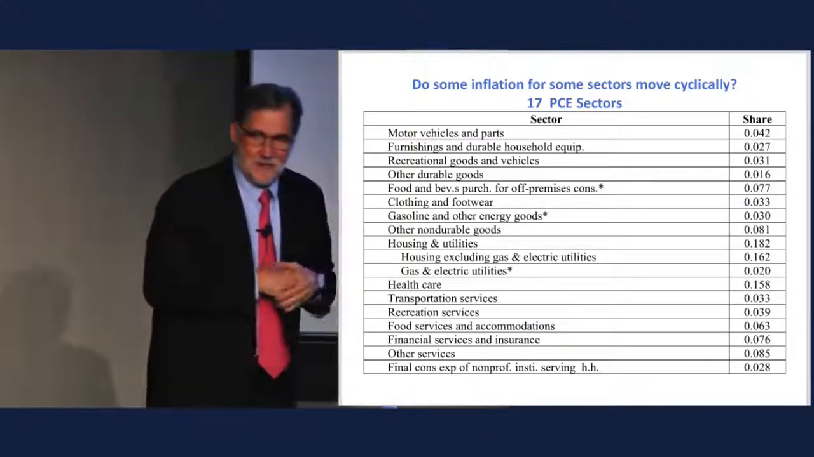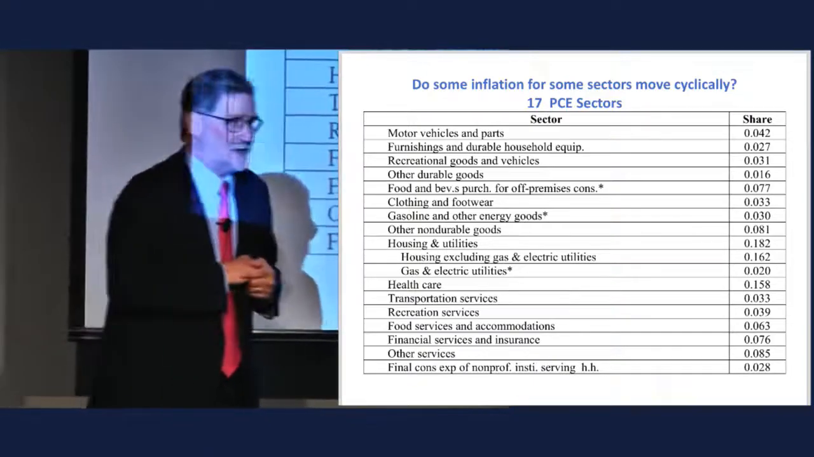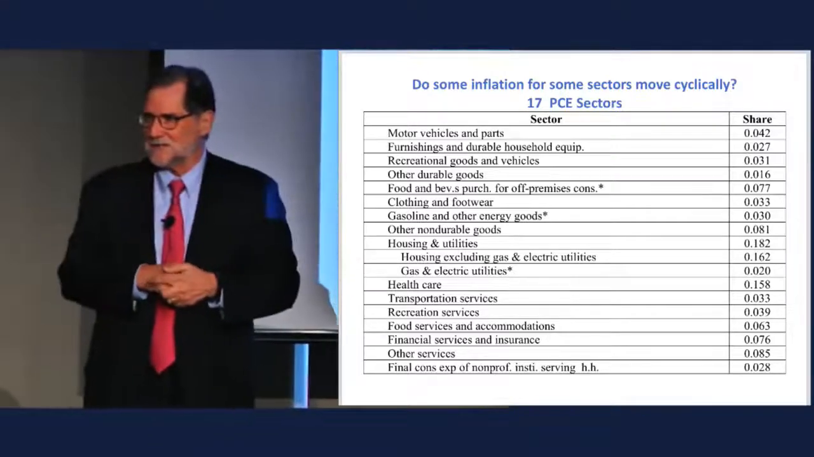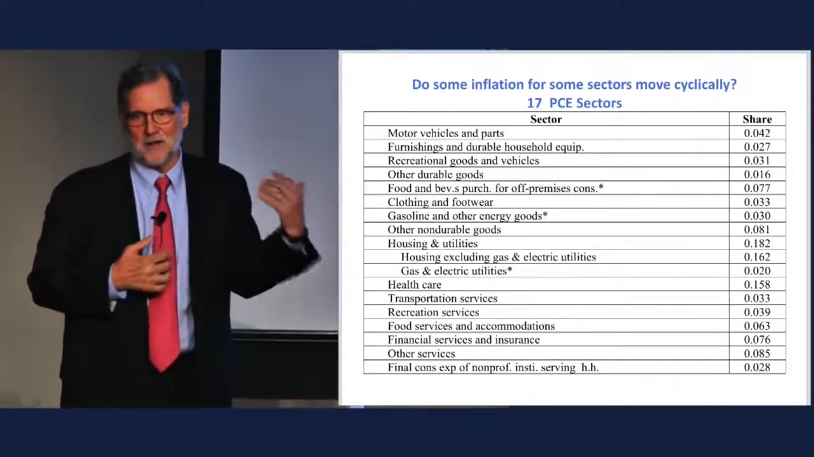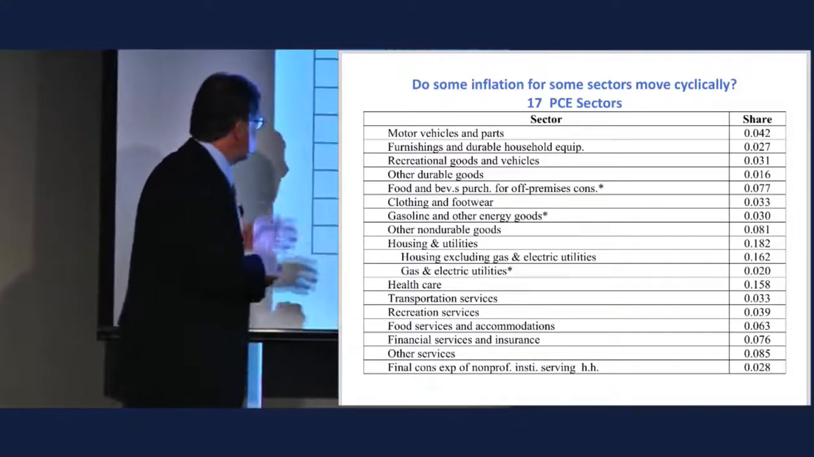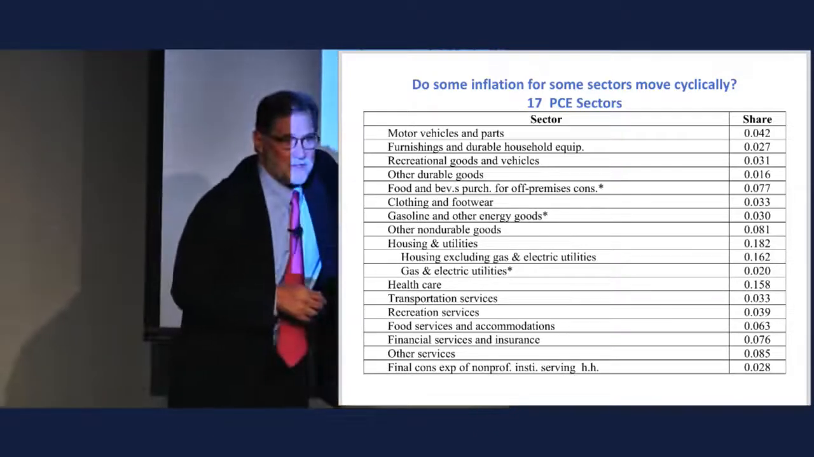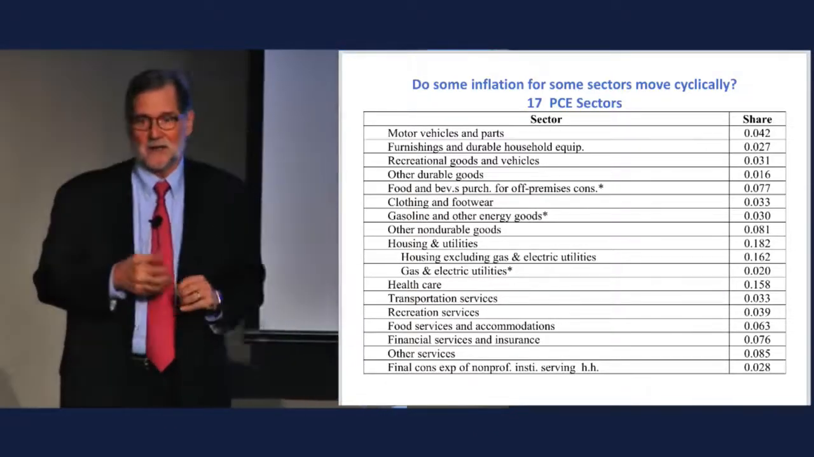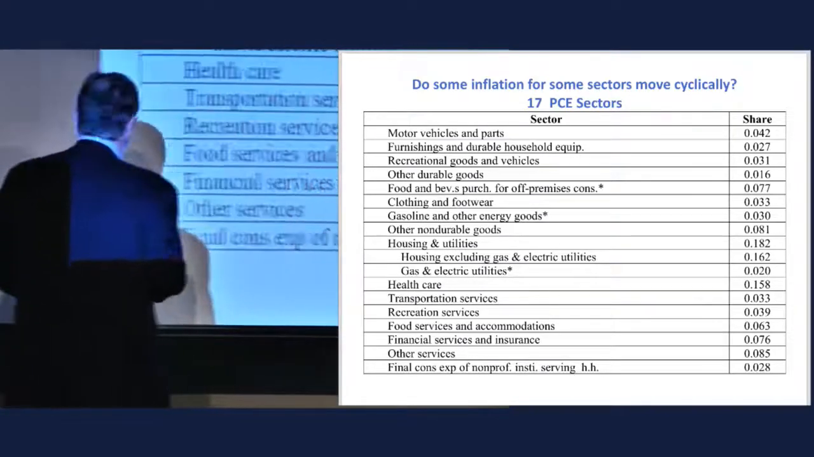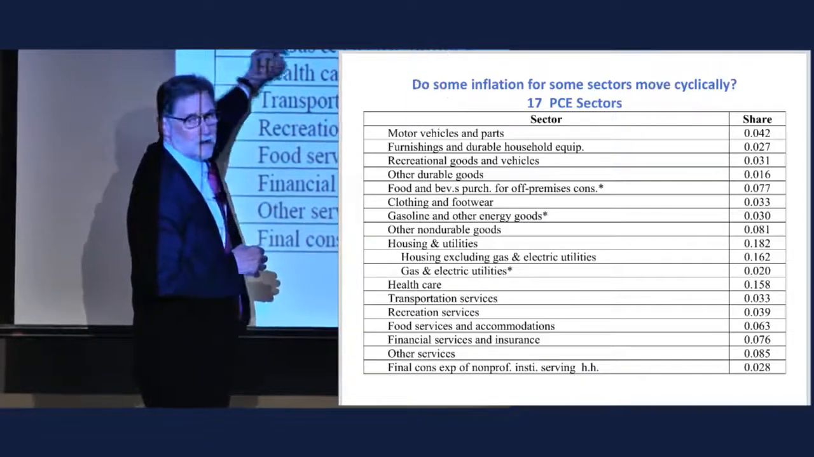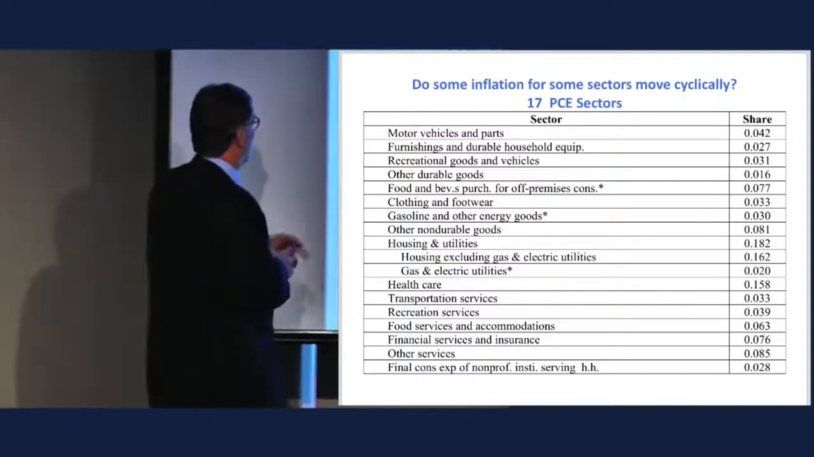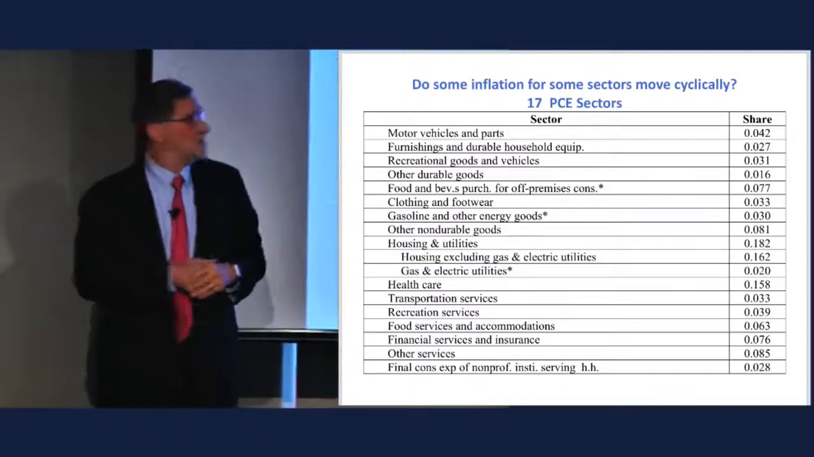Okay, so now, you could break down the goods that go into the PCE in the United States pretty finely. We're only going to break them down into these 17 categories. These are the shares, the average shares over the last 10 years. So you can see housing is important, 16%. Healthcare is also important, 16%.